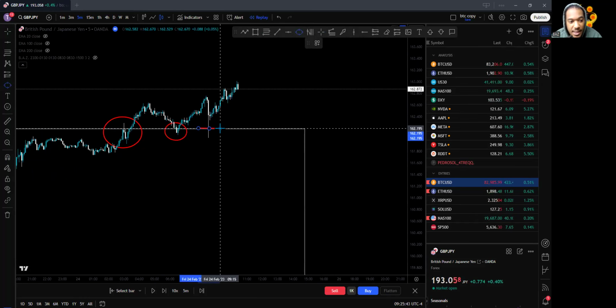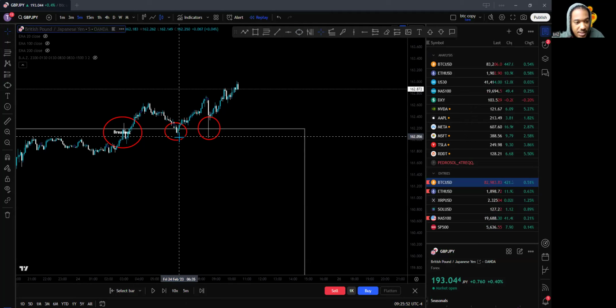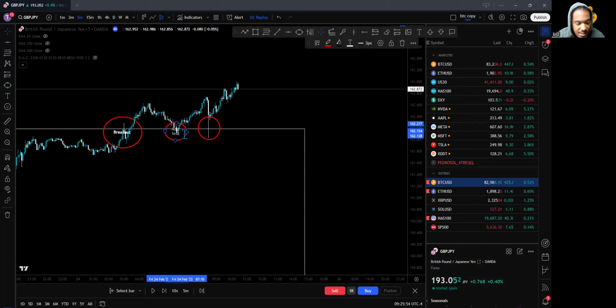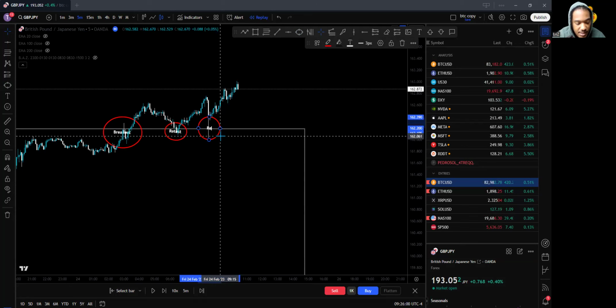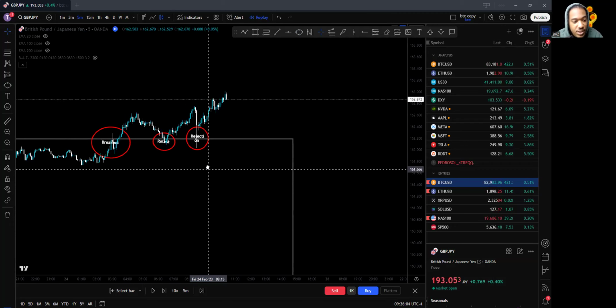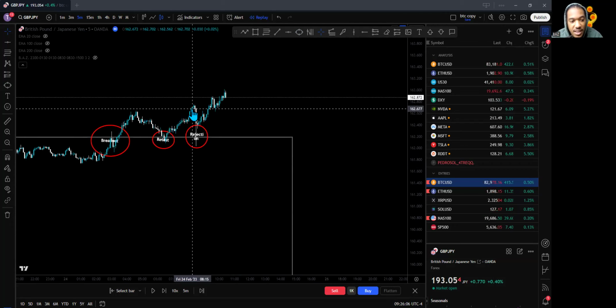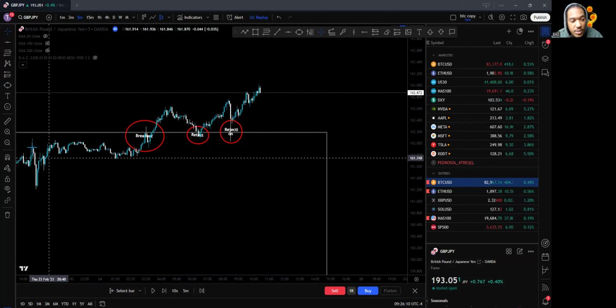We go here. We got a breakout, a retest, and then a rejection, right? What's the difference between a breakout, a retest, and a rejection? Or let's say, what's the difference between a retest and a rejection?